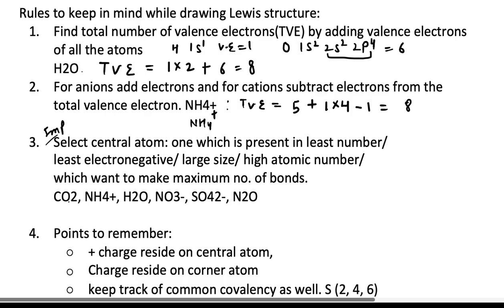In case of carbon dioxide, the one which is present in the least number. So since 1 carbon and 2 oxygens are there, carbon will be our central atom. Of course, out of carbon and oxygen, carbon is the least electronegative. In most of the cases, we just look for the first or the second condition. In ammonium ion, nitrogen will be our central atom.